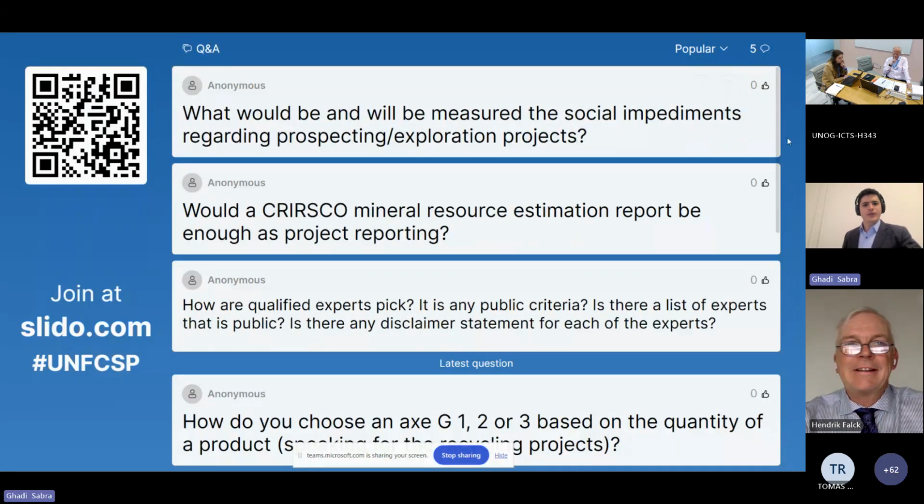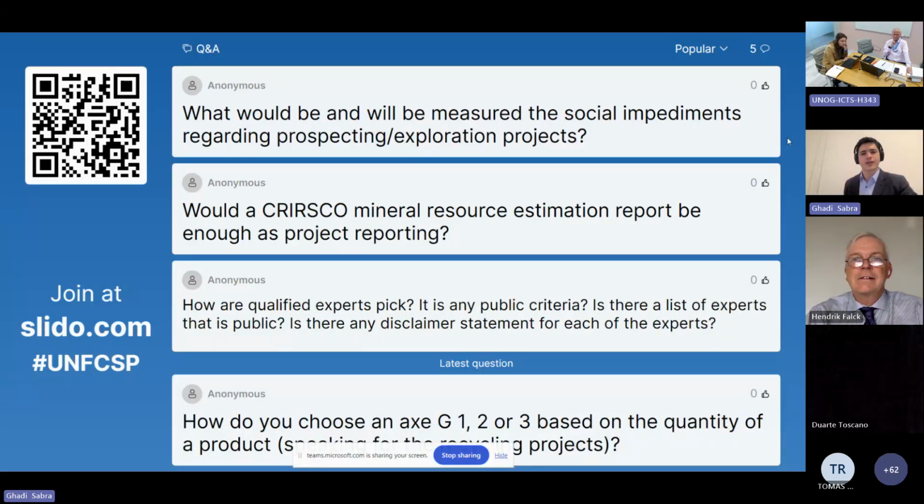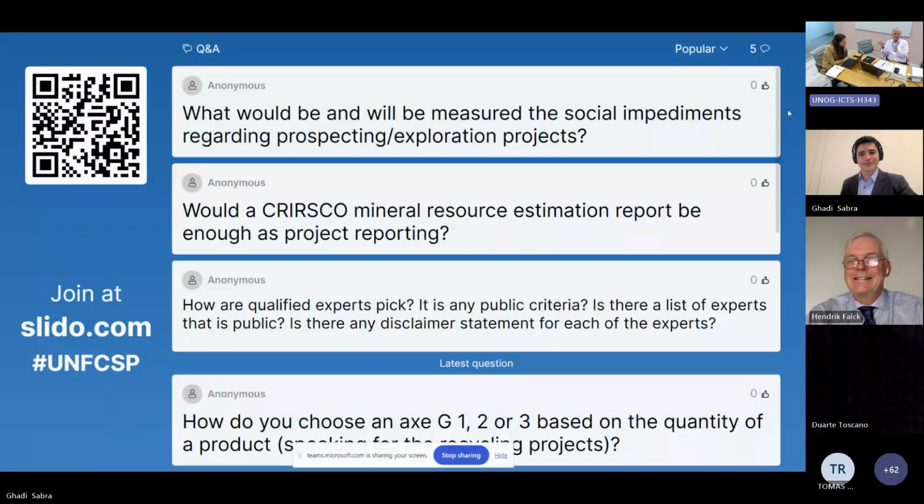Okay. What would be measured as the social impediment regarding prospecting and exploration projects? I believe this goes back to the answer that Slavko gave earlier on the environmental authorization as well. So the E-axis does look into these three factors: environmental, social, and economic viability of the project. And with regards to exploration and prospecting projects, this falls under the same line. Am I correct, Slavko or Hendrik? Well, I was actually answering this question with my answer before. So what you need to classify, which pieces of information are within the application form, as we will see in the second part of the webinar. Thank you.